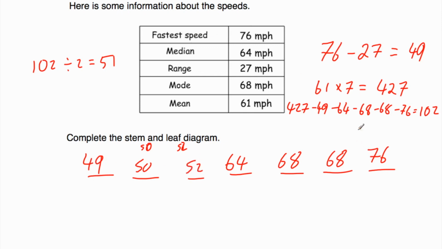We have got a fastest speed of 76. We've got a median of 64. We've got a range of 27 still. We've got a mode of 68. And the mean would be 61 because if we added all these numbers up, we would get 427. And if we divide it by 7, we get 61.